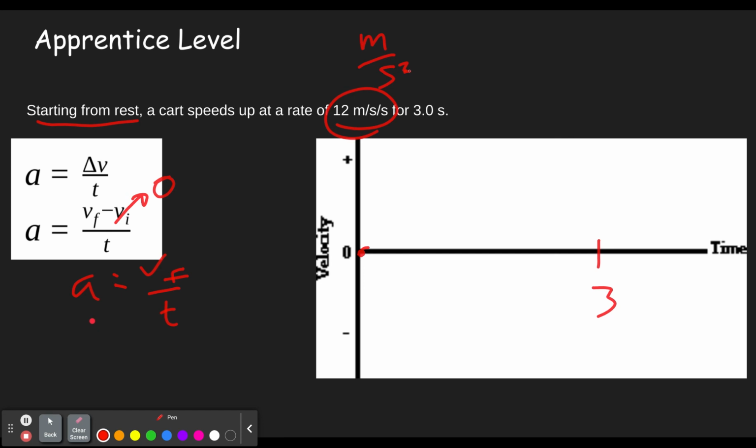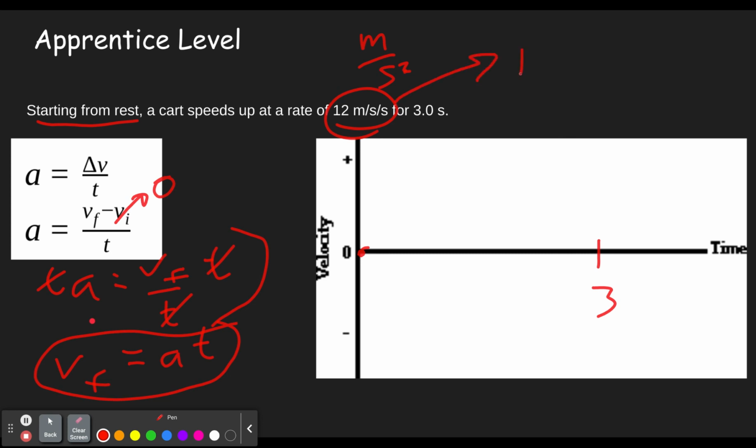And if we're trying to find the final velocity, we're going to have to multiply both sides by t so that the t leaves the denominator. Okay, so we get vf equals a t. While I highly recommend you're able to do that algebra, this is the equation you're going to need. So we take the acceleration, 12 meters per second squared, or meters per second per second, times the time, acceleration times time.